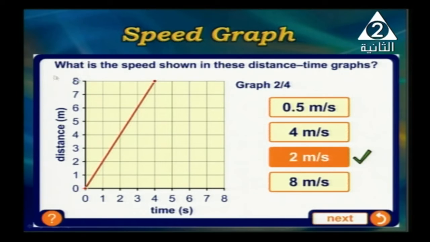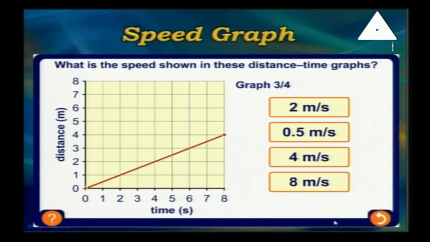Why? Because here, the first one, the slope, is 8. This 8 is on the y-axis, or distance axis, in meters. The second one goes from 0 to 4. This is seconds, on the x-axis, or time axis. 8 divided by 4 equals 2 meters per second.